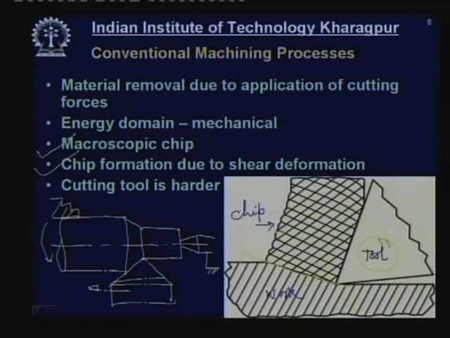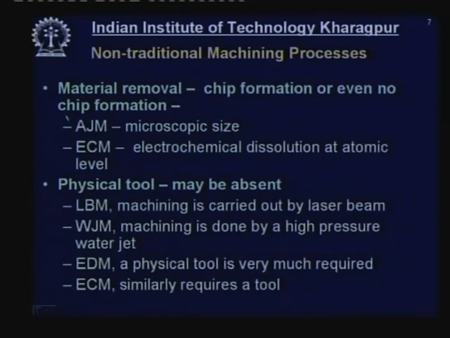There is a requirement of a cutting tool, and the cutting tool needs to be harder than the workpiece. Material removal takes place because of the application of the cutting force. The force is imparted on the tool because of the cutting process, and the energy domain of the conventional machining process is mechanical in nature. So, these are the 5 major characteristics of conventional machining processes. Now, let us see what the characteristics of non-traditional machining processes are.